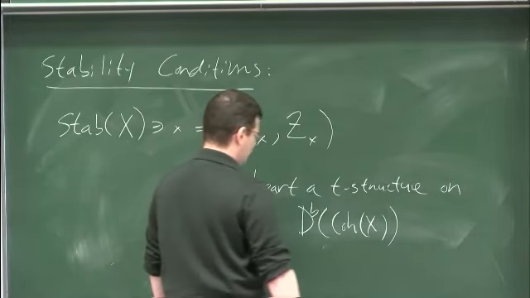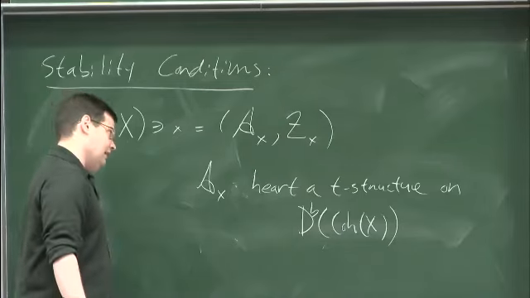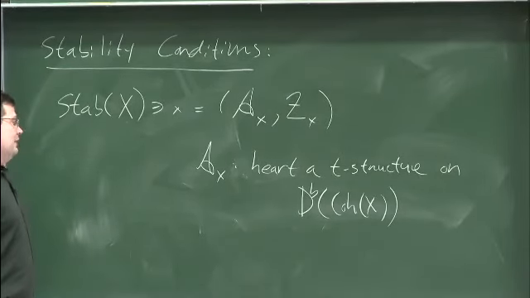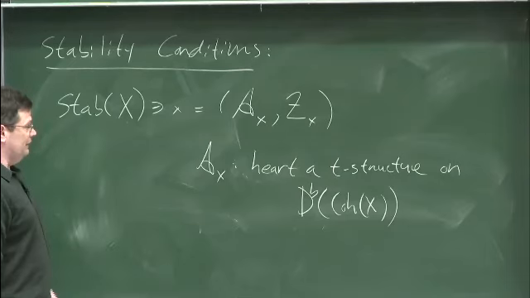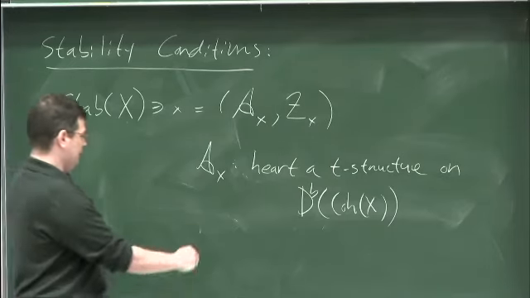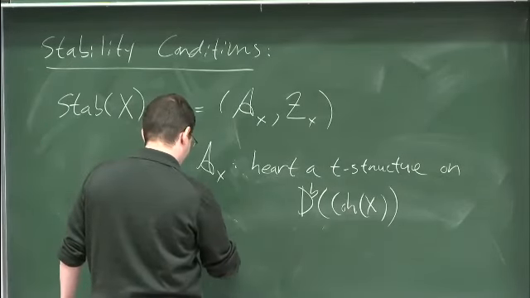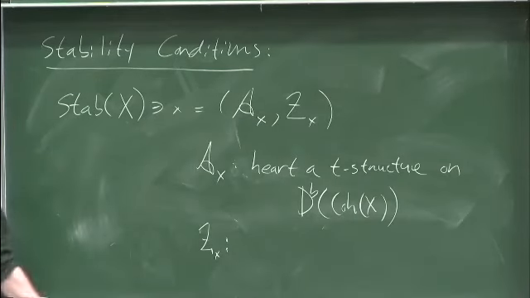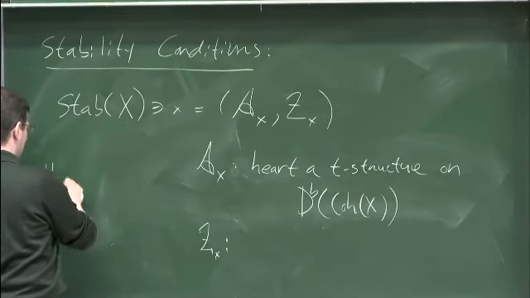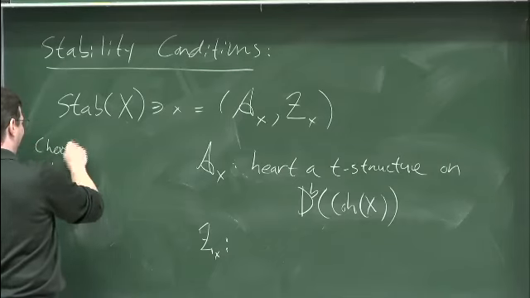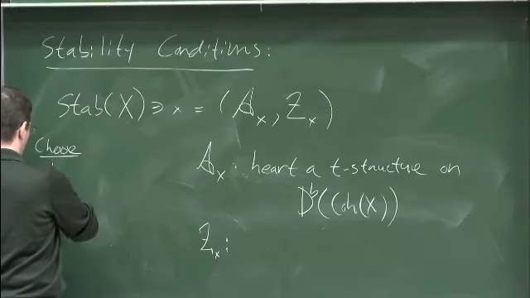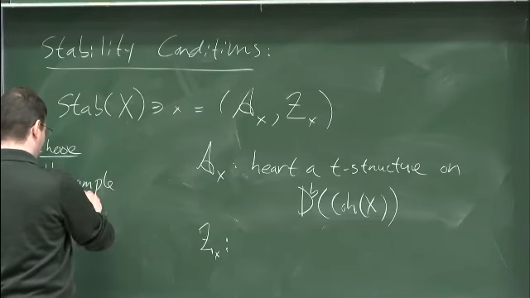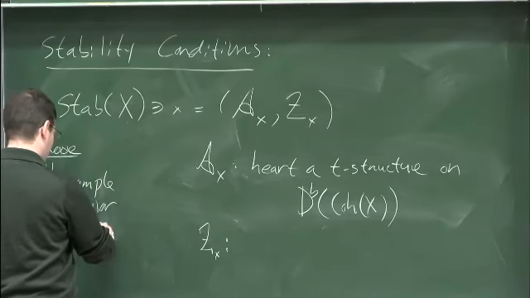On the derived category of coherent sheaves, which means that the objects are going to be some sort of complexes. You can think of them as represented by complexes of sheaves on X. And then Z. Now, in fact, at this point, I will choose an ample line bundle, an ample divisor class, just to make things simple.